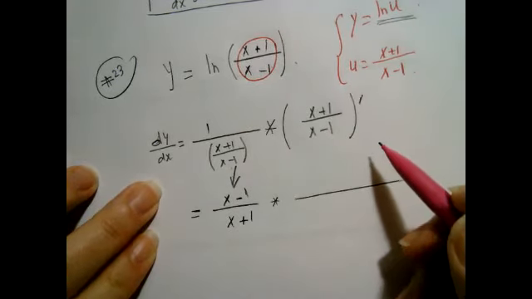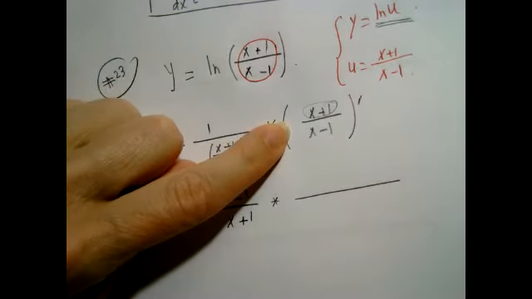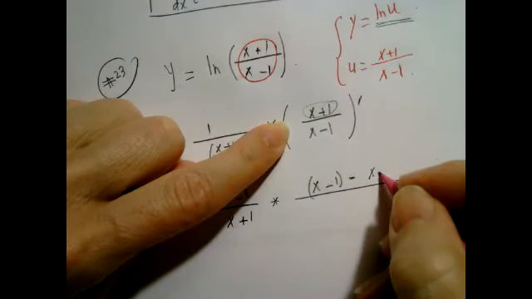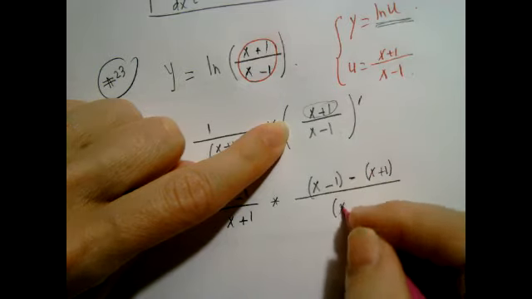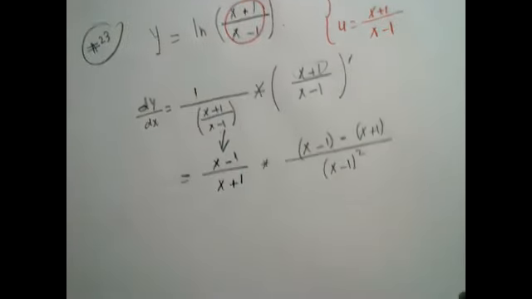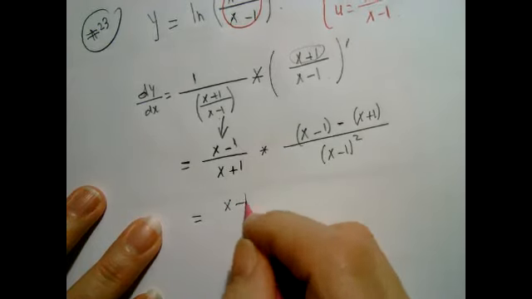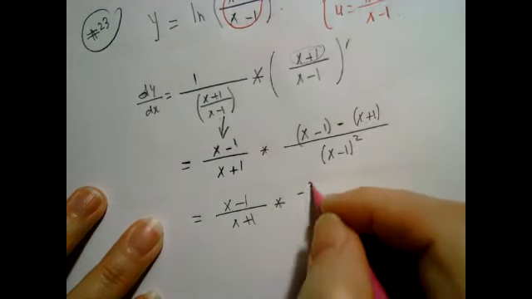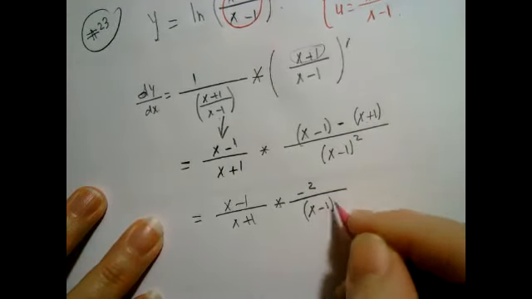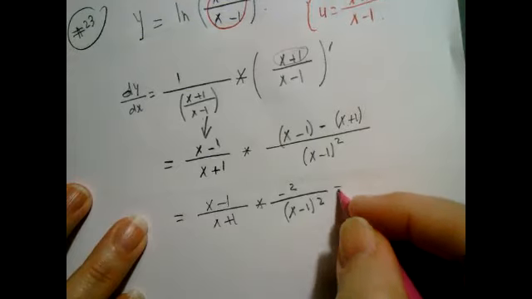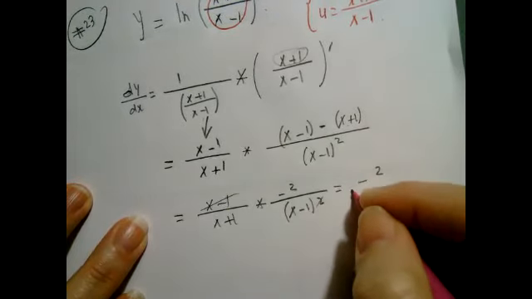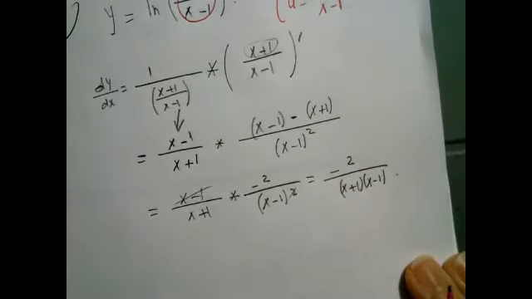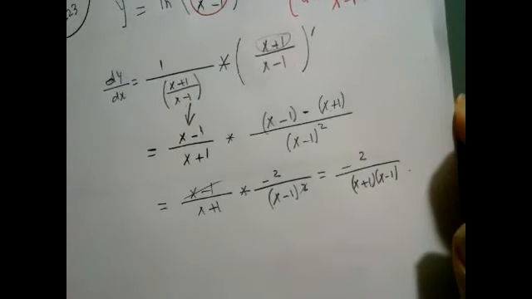Now the derivative of the inside is a quotient, so you have to use the quotient rule. The derivative of the numerator is 1 times the denominator, minus the numerator times the derivative of the denominator, divided by the square. So I end up with (x minus 1) over (x plus 1) times x minus 1 minus x minus 1, which is minus 2, over (x minus 1) squared. It's just a bit of algebra. This and this simplify, and we end up with minus 2 over (x plus 1)(x minus 1). All right, let's do some others.